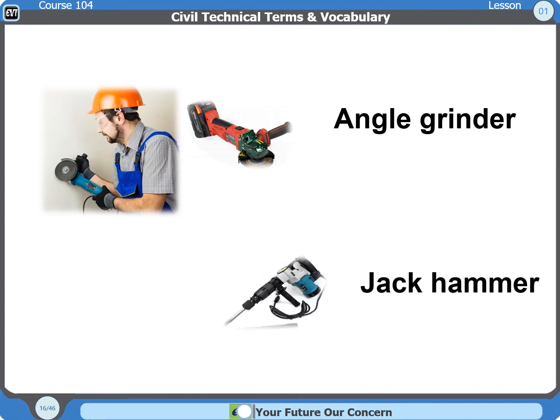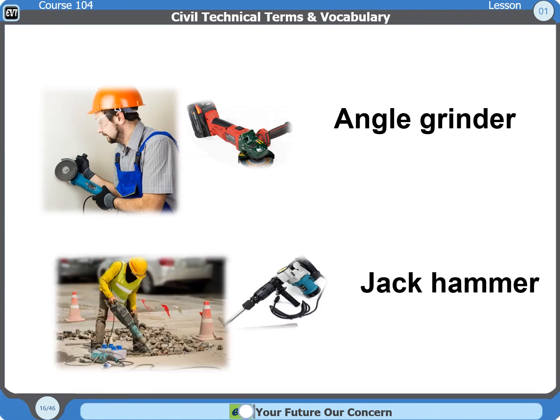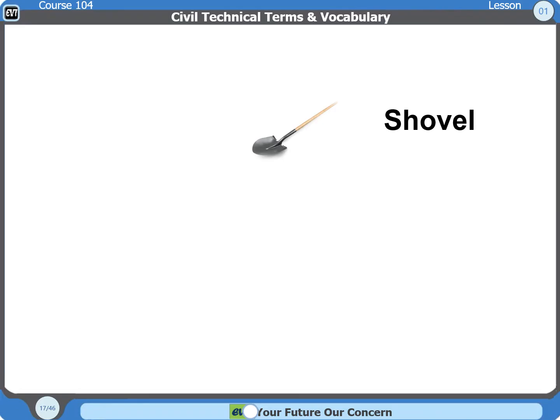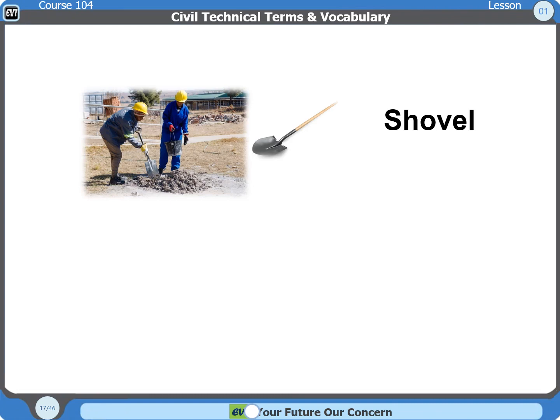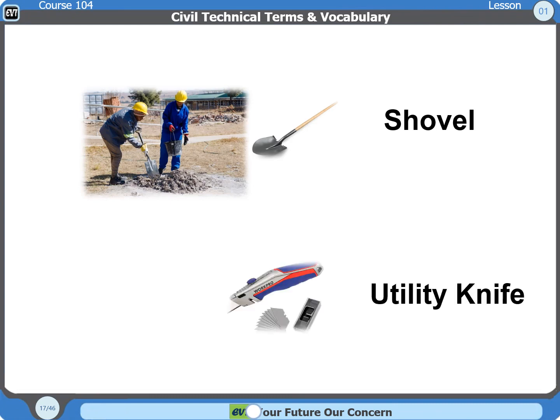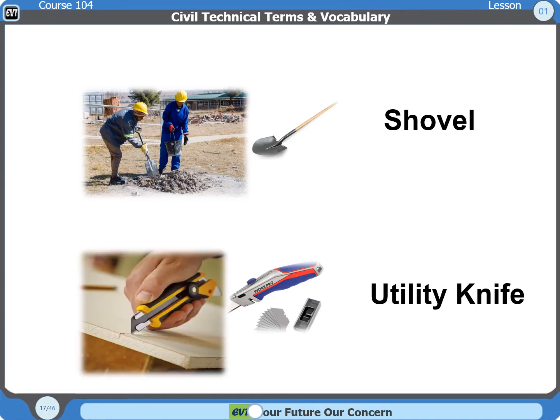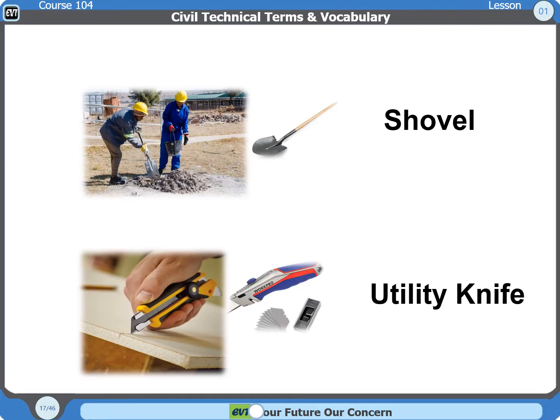Now we have jackhammer. Jackhammer used to demolish old concrete, brickstones, remove pavement and demolish many other surfaces in project site. Now we have shovel. Shovel ideal for yard work and for cleaning trenches. Now we have utility knife. Utility knife used for cutting wire, string, duct tape and much more.